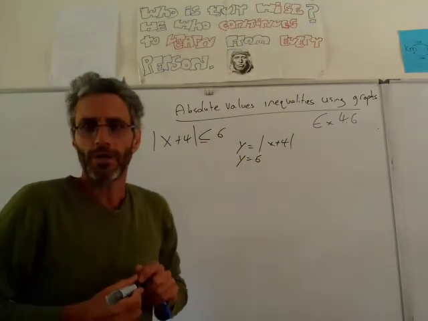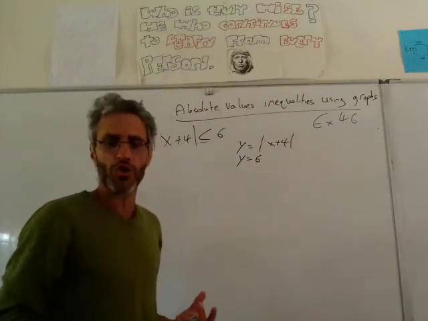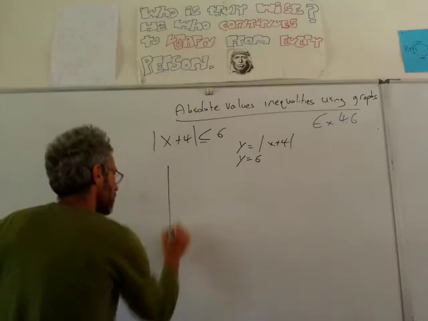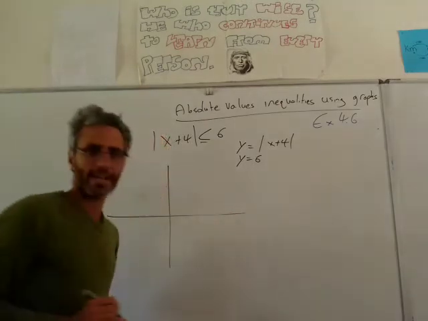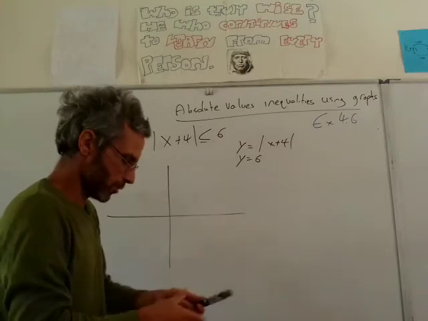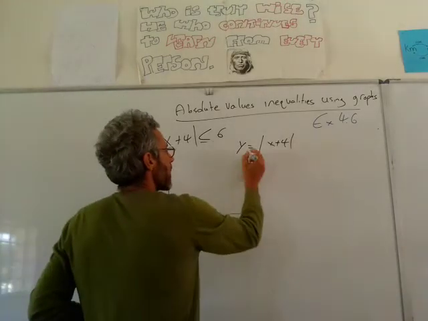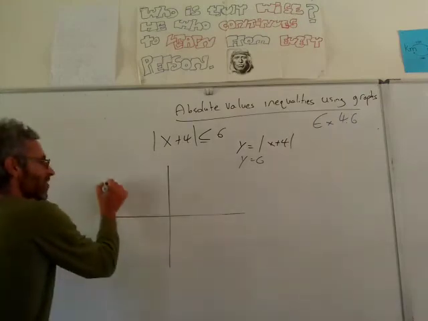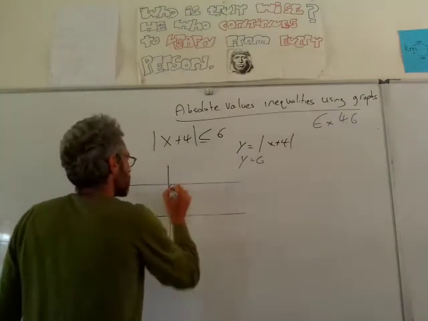Now what we're going to do is try and plot both of these graphs. So I'm going to draw an x and y axis, Cartesian axis. And I'll start, let's put some color here, with y equals 6 in blue. We'll start with that because that's easy, isn't it? That's a horizontal line crossing here at 6.